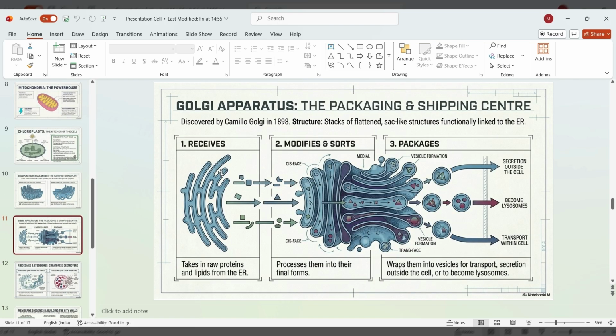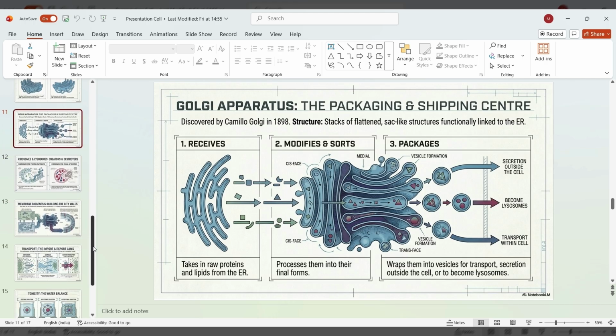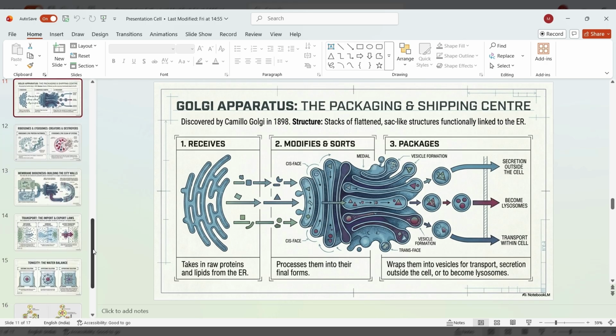Okay, now you can see there is a structure called the Golgi bodies. Golgi bodies have the function of basically packaging protein and lipids. As in the previous slide, we had studied that the smooth ER and rough ER form the lipid and protein respectively. So this lipid and protein, which comes from the endoplasmic reticulum, will go for modification and sorting out, and finally for packaging in this Golgi body.